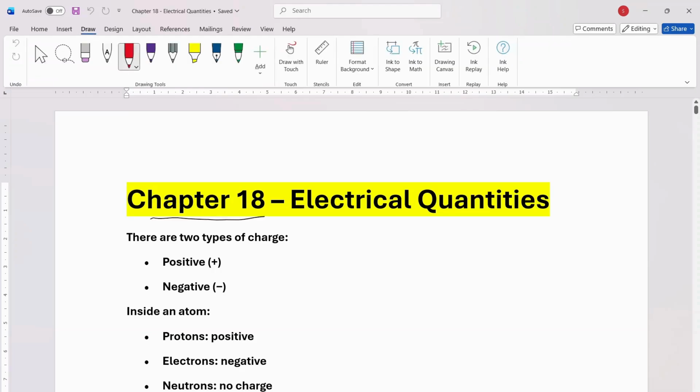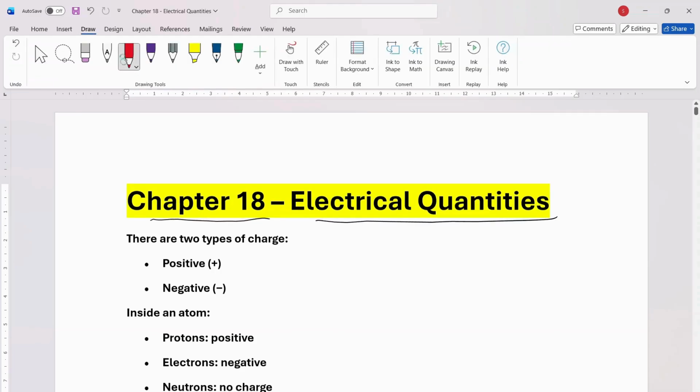Let's start chapter number 18, electrical quantities. There are two types of charge, positive charge and negative charge, as we have already discussed in our previous chapter as well. But some concepts are worth repeating.